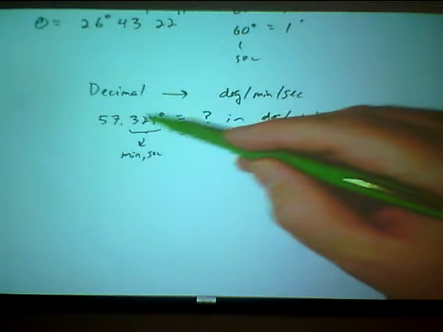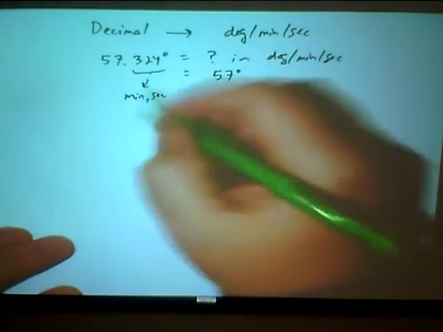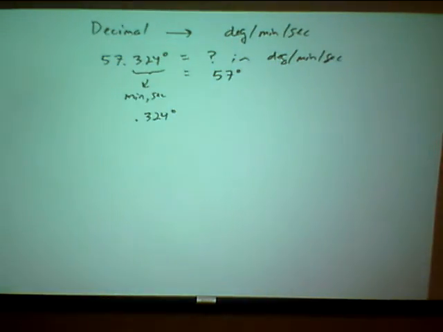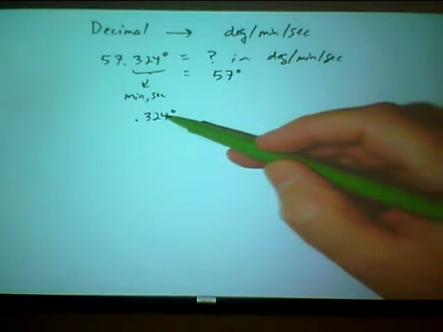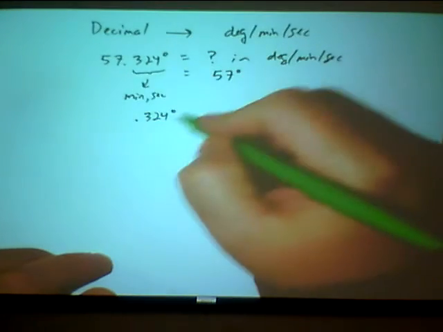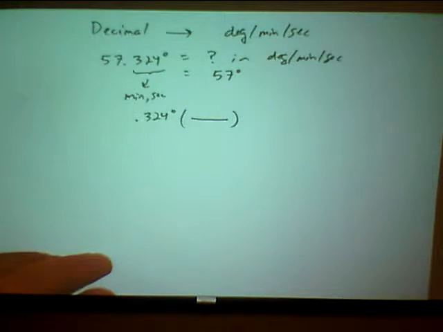So to do that, I'm just going to grab the decimal part of this number. So basically everything to the right of the decimal. So I'm going to say, okay, it's 0.324 degrees. And what I want to do is I want to change that number. Right now it's in degrees, and I want to rewrite it in terms of minutes. I want to change the degree from degrees to minutes. I'm going to use my unit fraction whenever we want to convert the units of some number. We always do it with this unit fraction.